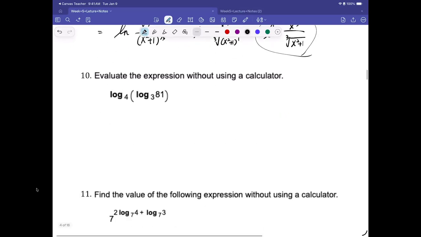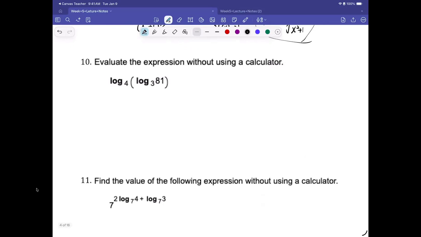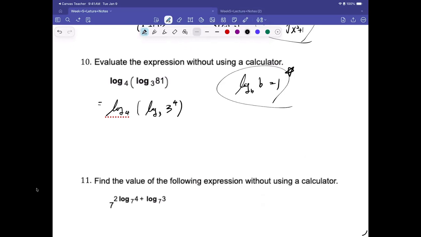Number 10, we can evaluate without using a calculator. So why? Because this one is going to be 81, which is 3 to the fourth power, 3 times 3 times 3 times 3. 9 times 9 is 81, so that's why 3 to the fourth. So then this one, if you have a log base b of b, is equal to 1, right? So that's why this one is equal to 1.